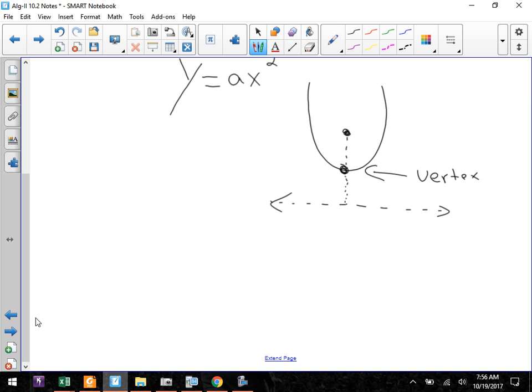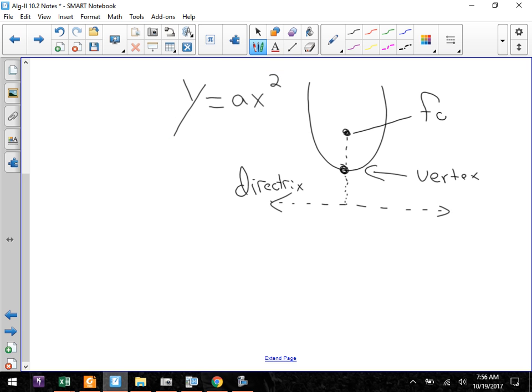Also, behind every vertex in a parabola, there's going to be an imaginary line called a directrix. So this is going to be a focus, a vertex, and a directrix.